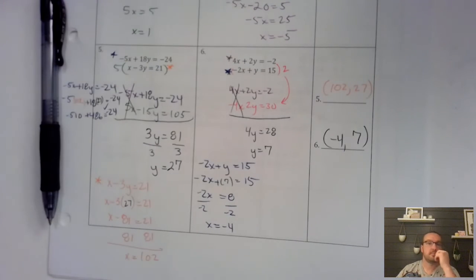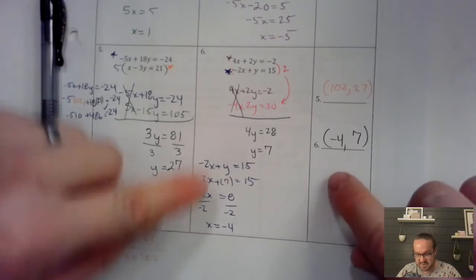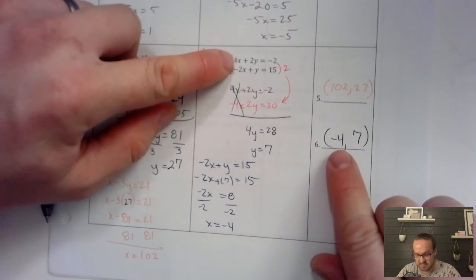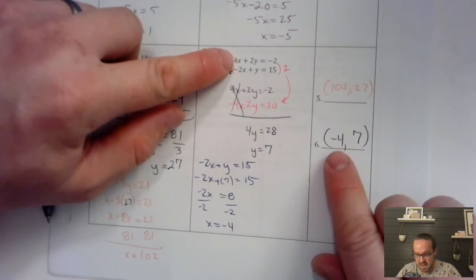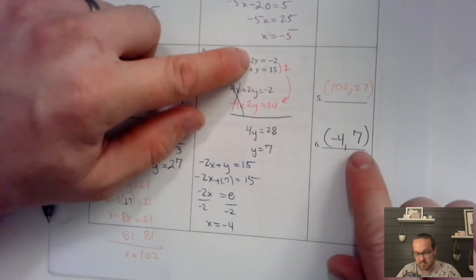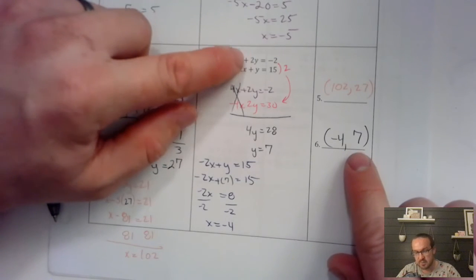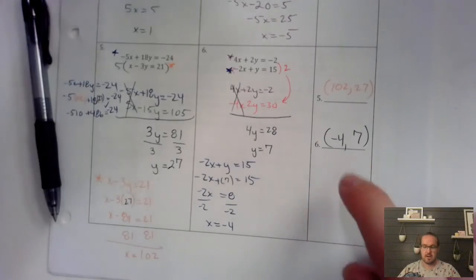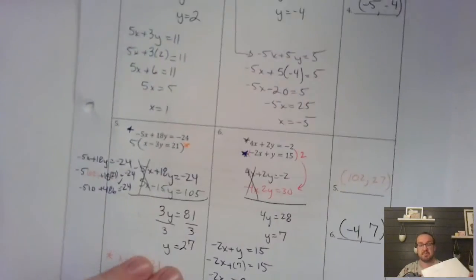Alright, guys. Here's what I came up with right here. Negative 4, 7. Again, I verified that. I tried to find that in the second one so I could verify it in the first. So 4 times negative 4, that's negative 16. Plus 2 times 7, that's positive 14. So negative 16 plus 14. Yep, that's it. So we've seen where we just have to multiply one of the equations here.